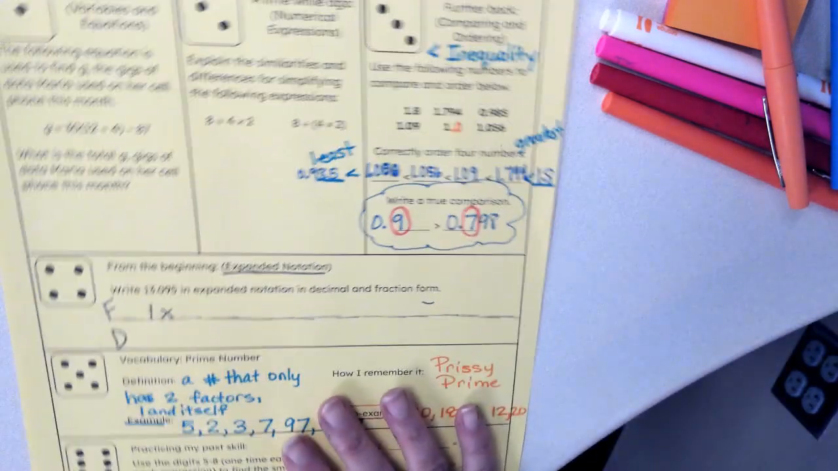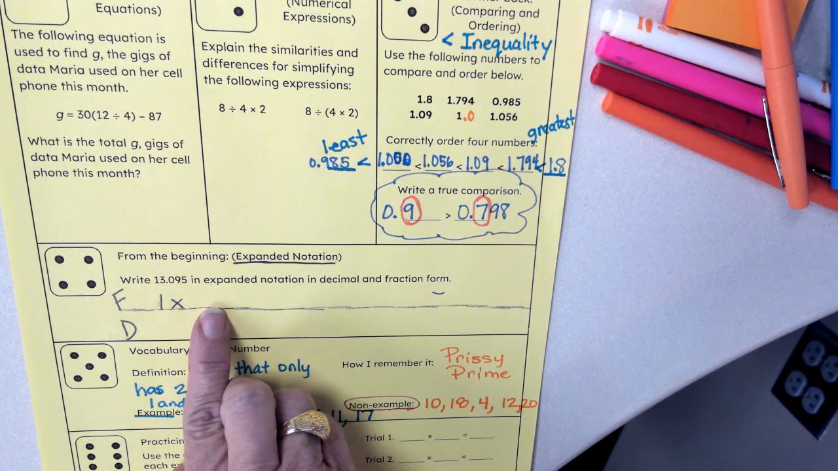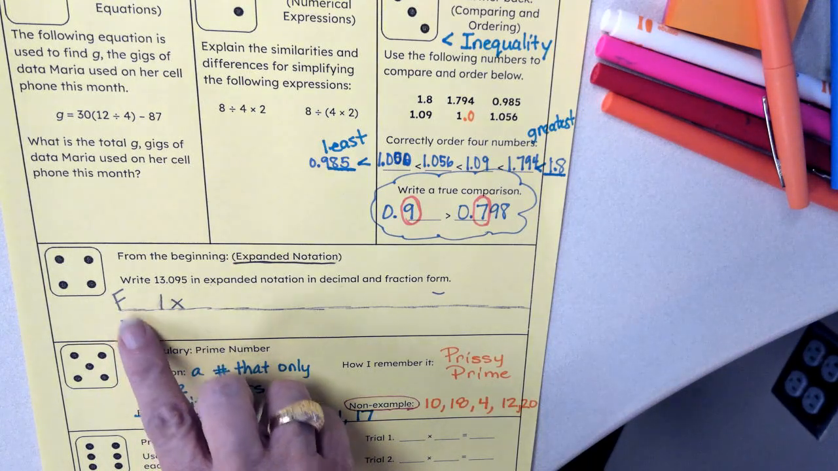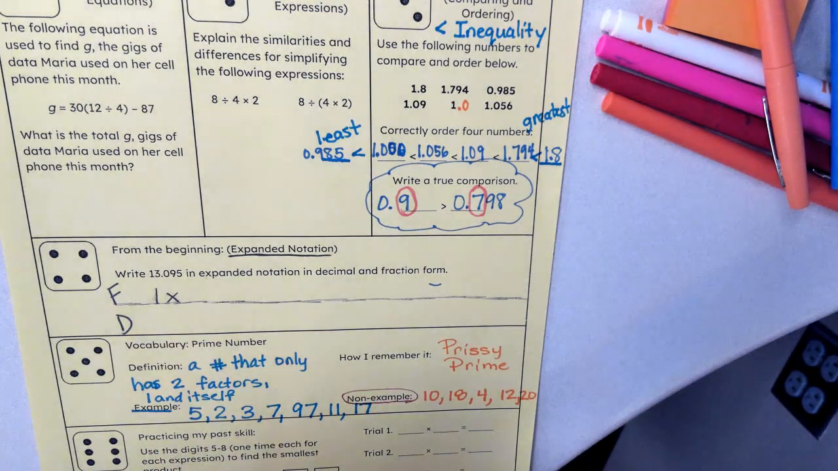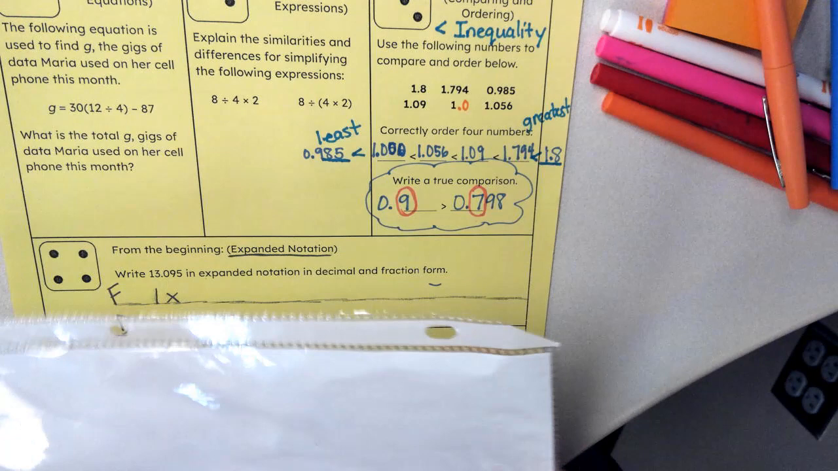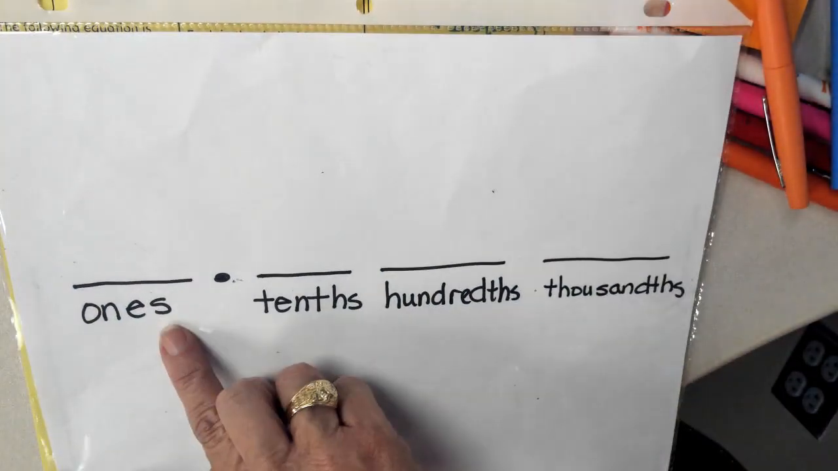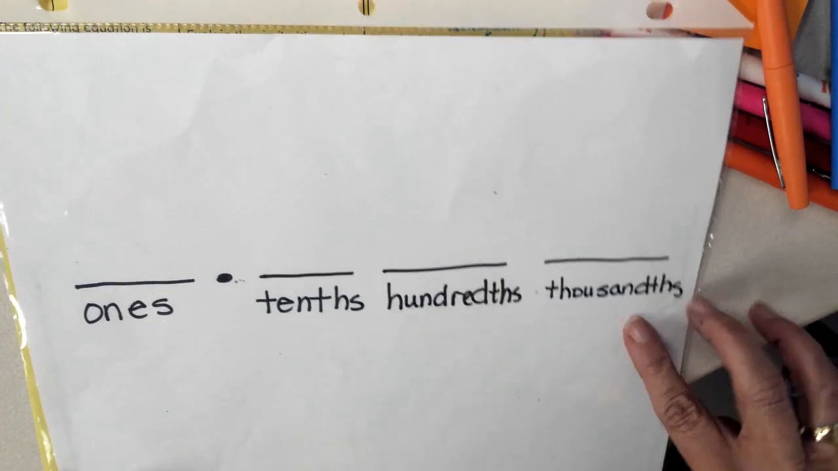Okay, so now we're on number 4. We wrote our little invisible line. We're going to put our fraction version on the top and our decimal version on the bottom. So if you take out your place value chart and you look at it, we have the ones, the tenths, the hundredths, and the thousandths.